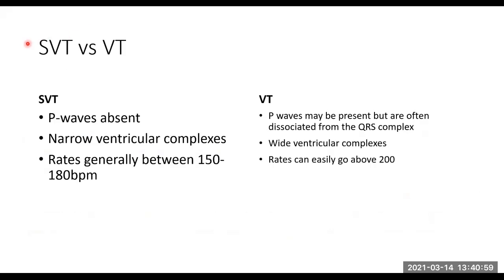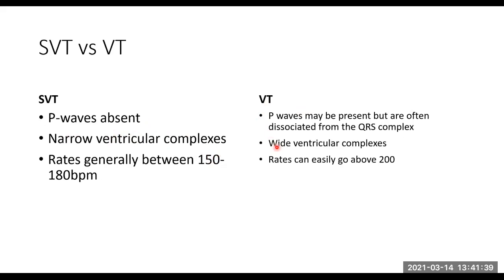So let's compare a supraventricular tachycardia to a ventricular tachycardia, because this is something people often find difficult. We could even compare it to a sinus tachycardia. So in an SVT, you don't have P waves, all right? In a ventricular tachycardia, P waves may be present, but are often not really associated with the QRS complex, like in this one, where they have retrograde P waves. Okay. SVT has a narrow ventricular complex because remember, the stimulus is coming from above the ventricle.